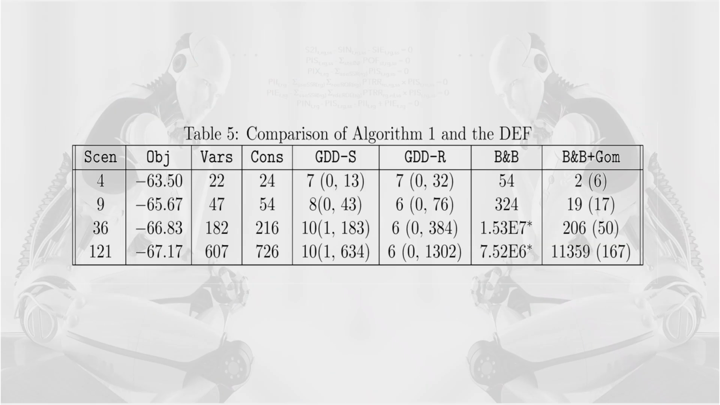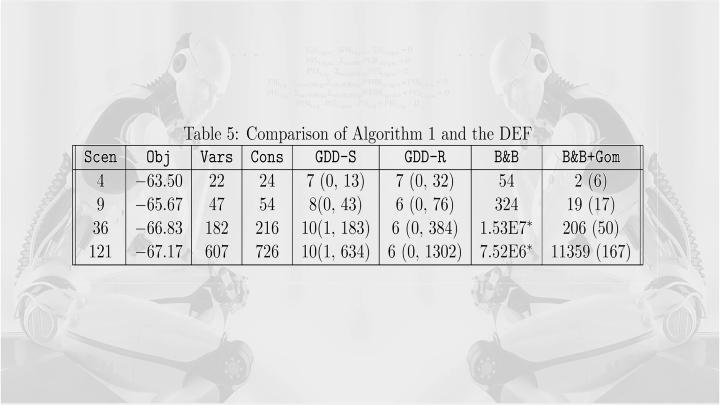Table 5 shows the results of the comparison of our algorithm against 2 different settings of CPLEX 12.3 on the deterministic equivalent formulations. In this table, the meaning of the columns is: Scen shows the number of scenarios in the instance. Obj indicates the optimal objective function value. Columns, vars and cons indicate the number of variables and constraints in the deterministic equivalent formulation. GDDS, single cut, and GDDR, round-off cuts, report the number of iterations of the decomposition algorithm with Gomory cuts, followed by 2 numbers within parentheses.